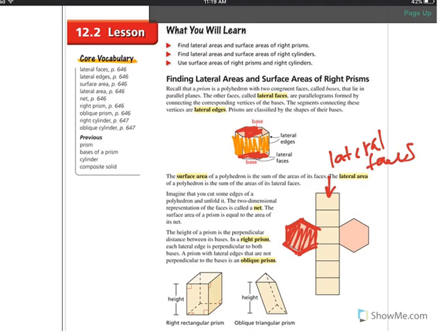Last thing on this page you need to know is the difference between a right prism and an oblique prism. Right prism means it's perpendicular to the ground, so the height is straight up and down. Oblique means it's kind of lopsided and it's not exactly straight up and down. Okay?